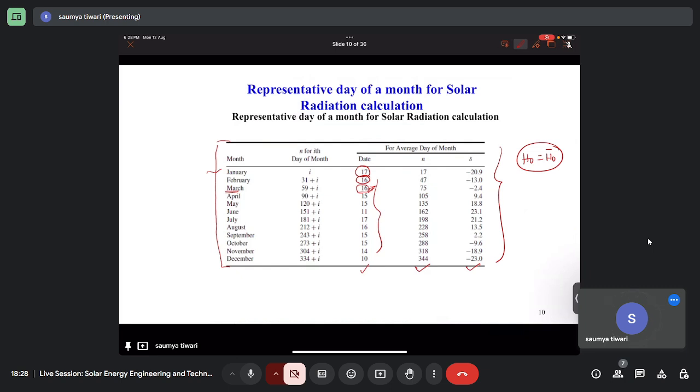Now, just to remember it once again, the representative day of a month for solar radiation calculation is this. For January it's 17 Jan, for Feb it's 16 Feb, and for March it's 16 March. So this will be easier for you to remember.